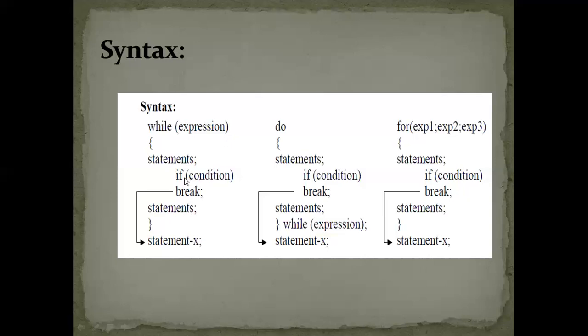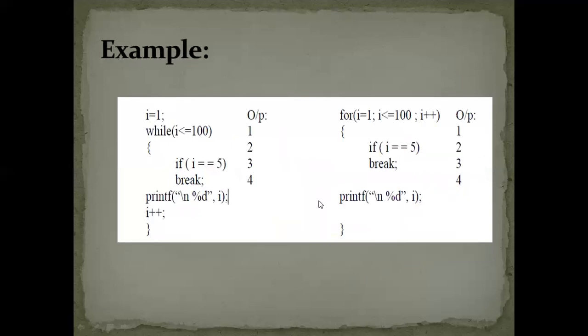Even though this condition is true, it will come out and it will execute the statement X. Similarly, in the do-while statement, if this condition is evaluated to be true, then also it will come out and execute the statement X. That is why we call it a loop interrupt statement. In the for loop also, if this condition is evaluated to be true, then it will come out and execute the statement X. We'll see one example, and you will get an idea.